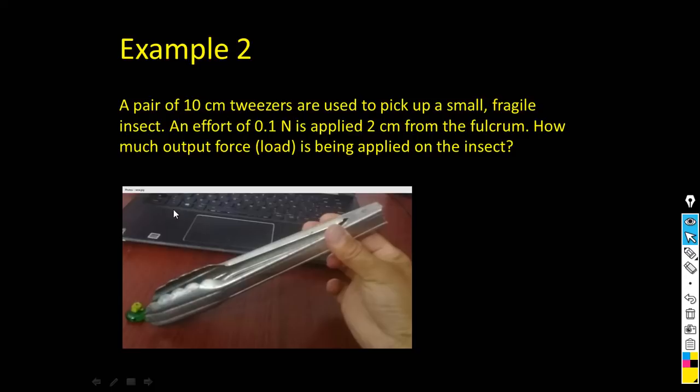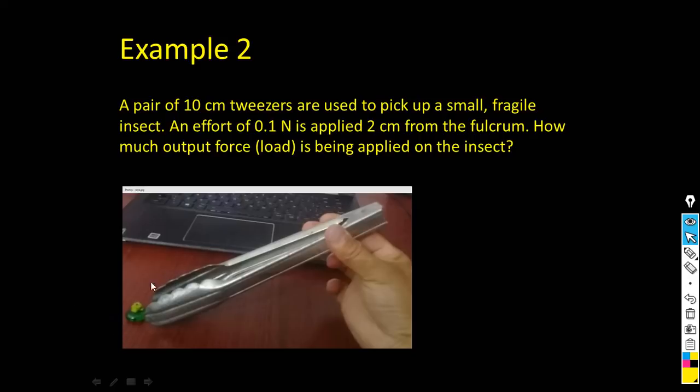We have the following. This is an example of a reduction of the input force. You will see in a moment. So let's read. It says a pair of 10 centimeters tweezers are used to pick up a small fragile insect. And this is the context, okay?